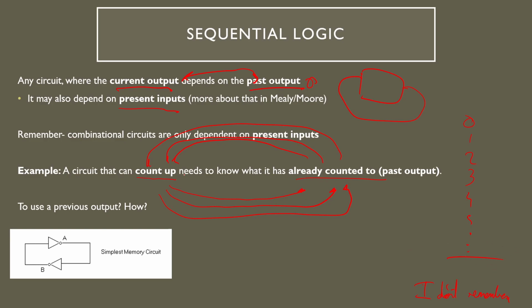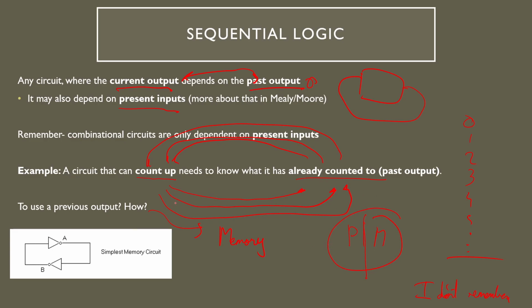Computers also need to remember, and that means that to use a previous output, we need what's called memory. Memory is the other half of the computer's power. One half is processing and the other half is memory, and both together form the power of a computer. So it's important to understand sequential logic to be able to implement memory.